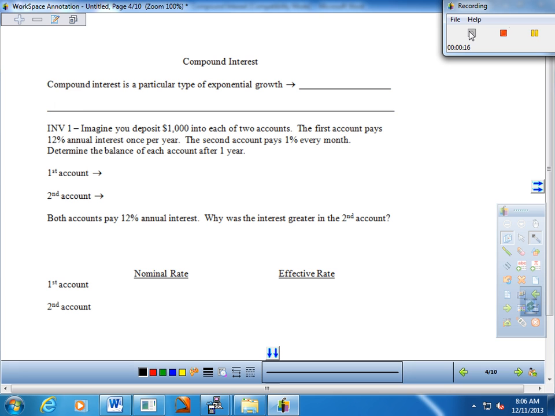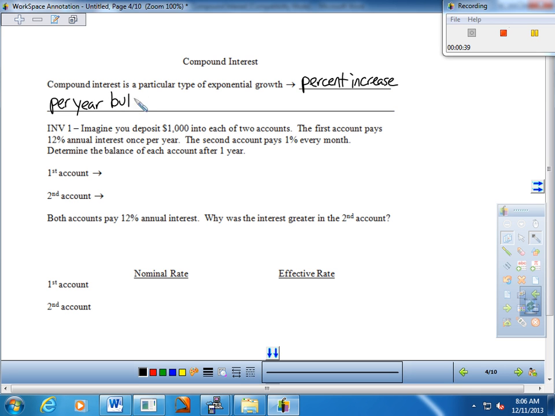So at the top of your page, it starts out by saying compound interest is a particular type of exponential growth. So what that means for us, of course, is that it is going to be a percent increase over the course of a time period. So percent increase, in this case our time period will be in years. So a percent increase per year, so that's going to be our exponential growth.